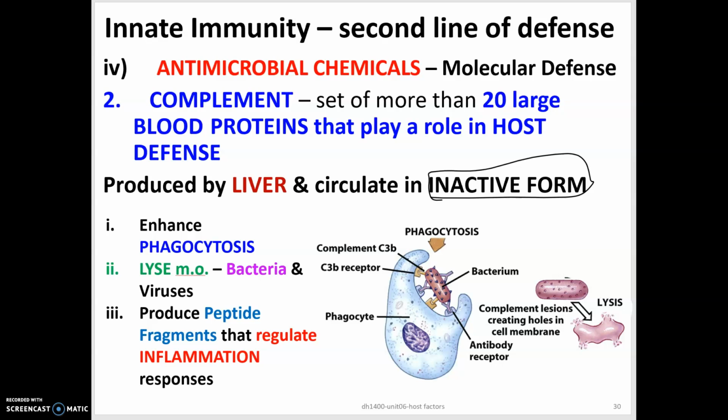So what they'll do is, one, these complements can enhance phagocytosis. Two, they can lyse or split apart bacterial cells or virus particles. And the third role that they play is they produce fragments that can help regulate inflammatory responses. So these are the 3 roles that the complement system has, and the reason they're called complements is because they go with the methods that we already have in our innate immune system. So lysing cells directly, helping to increase phagocytosis, and helping with the inflammatory response.